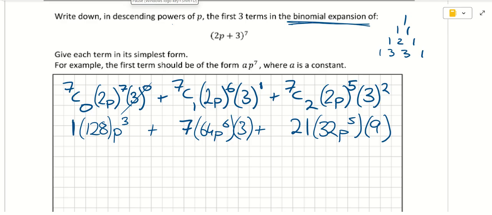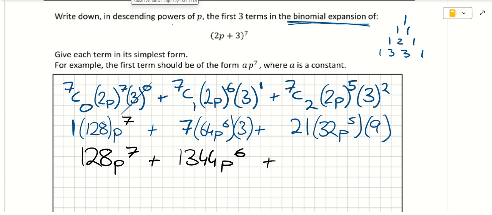So you will get as your 3 answers 128 p^7 (sorry, no, that shouldn't be p cubed, that should be p^7), plus those 3 multiplied together will give you 1344 p^6, plus then multiply these 3 things together and you get 6048 p^5.